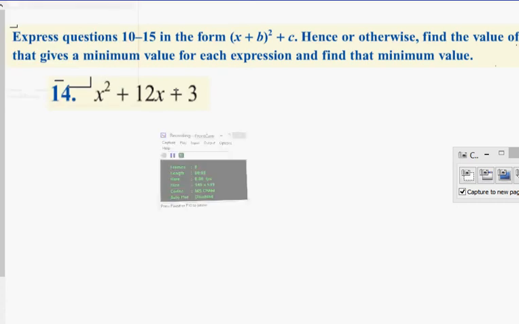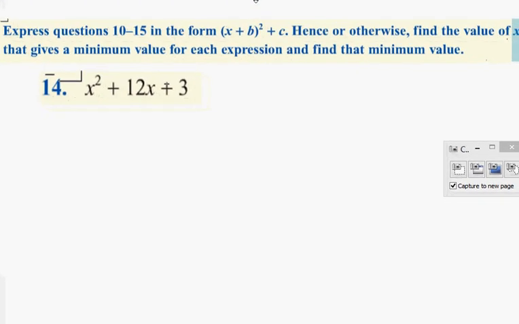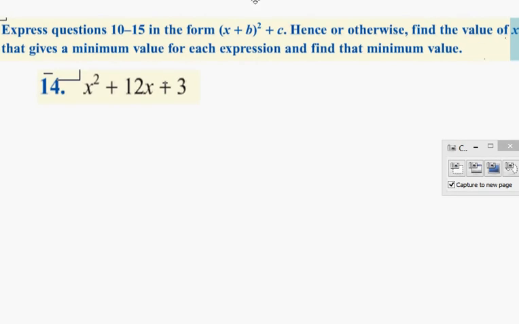Guys, express questions 10 to 15 in the form (x + b)² + c. Hence or otherwise find the value of x that gives the minimum value for each expression and hence calculate that minimum expression. Alright, the only part I'm going to concentrate on at the moment is the first part. It wants me to turn it into a perfect square.